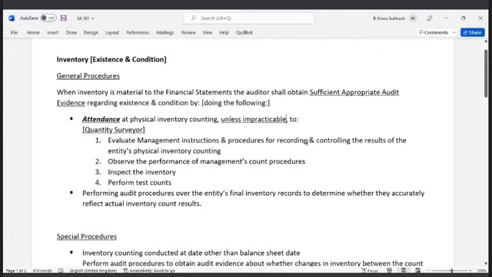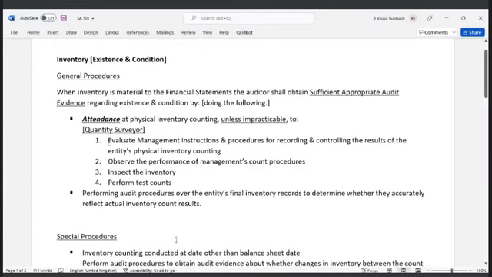So if it is not practical, the standard is not suggesting this. But if it is practical, then be there at the physical verification. Attendance is important. So while being at the physical verification, what are the things that an auditor must do?